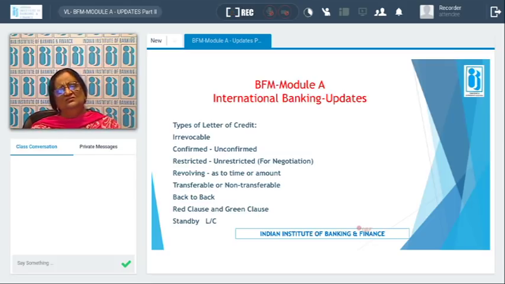All the rest of the LCs where no particular bank's name is mentioned, there in the SWIFT field, it is mentioned that the LC is available with any bank in, for example, if the beneficiary is in New York, it will say that the LC is available with any bank in New York. So such an LC is an unrestricted LC.